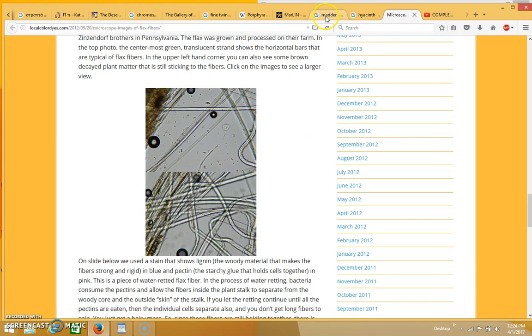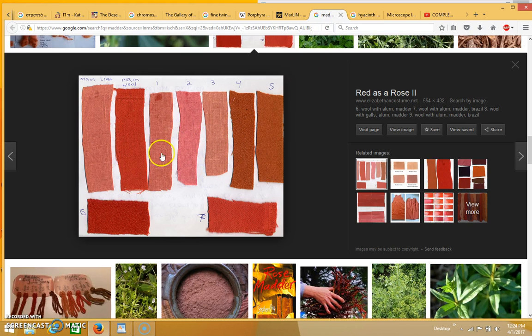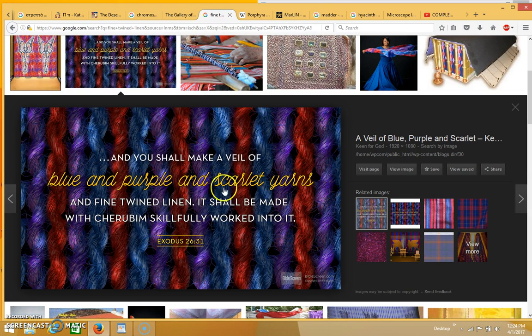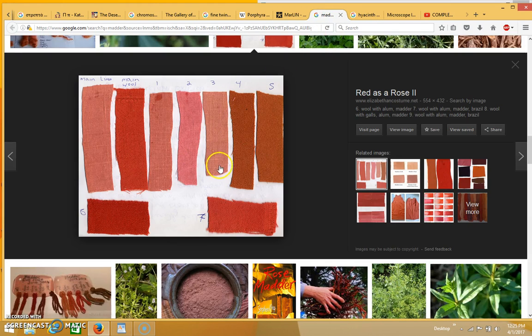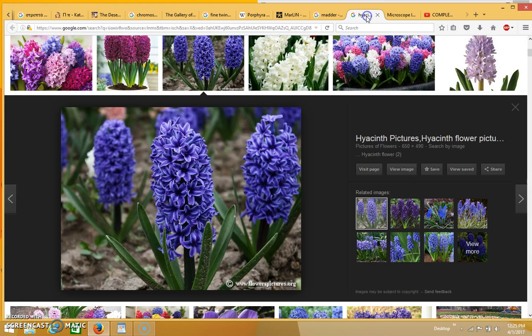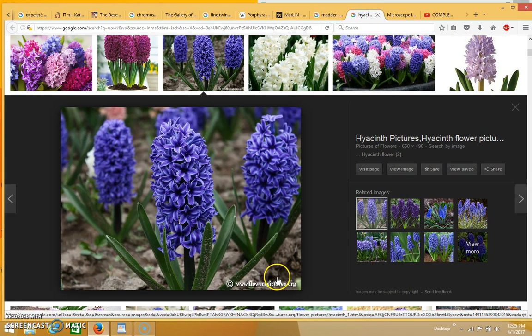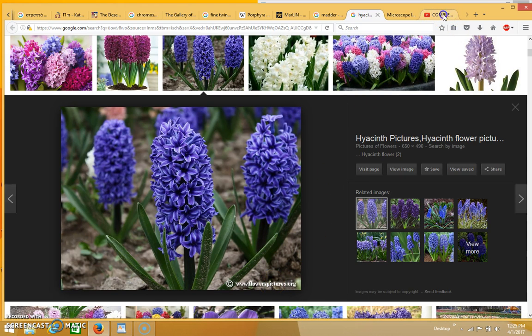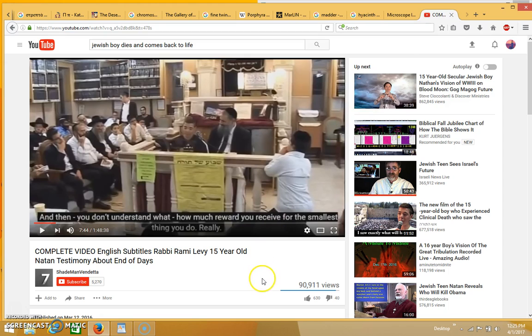I also want to talk a little bit about colors and the importance of these colors that you see over here, the blue, the purple, and the scarlet, and what I believe the significance of these colors is, and why I believe God's favorite color is this color over here. I want to try to explain that, but first I want to show you a little clip from Natan's testimony.